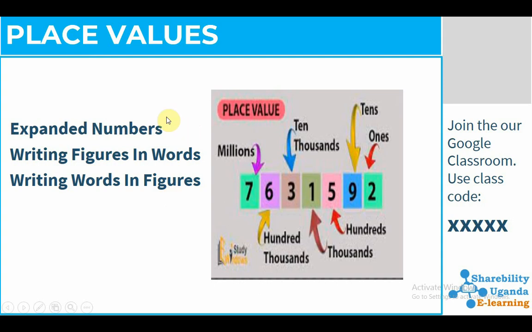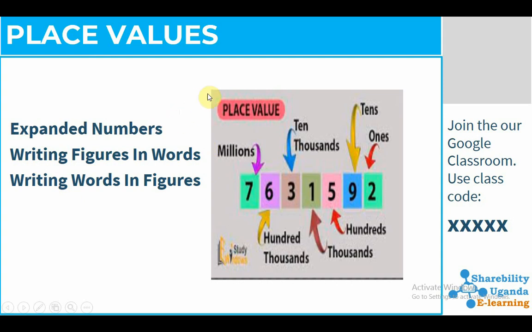Okay, so we shall understand if you are given a number and they say expand this number, how do you write it? We shall be able to look at if they say write this figure in words, how do you deal with that? If they say write words in figures, this is sometimes most challenging to all of us, but I assure you today we shall be able to understand. This will no longer be a problem again.